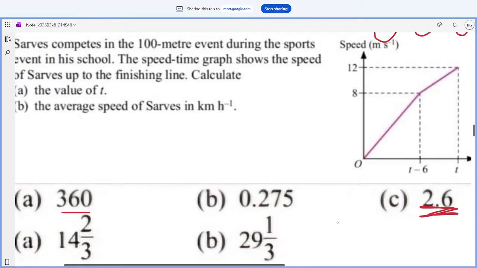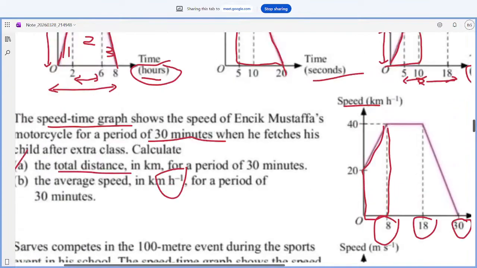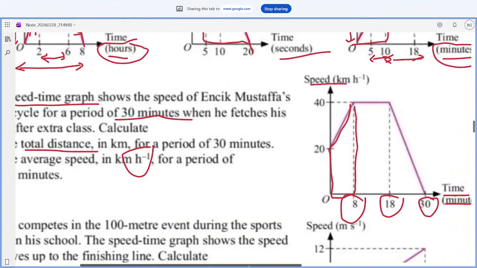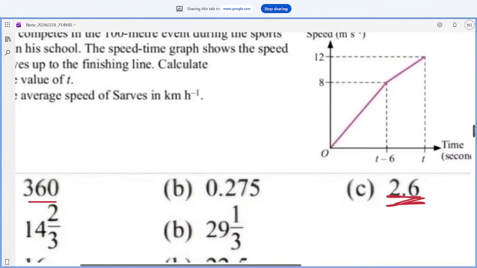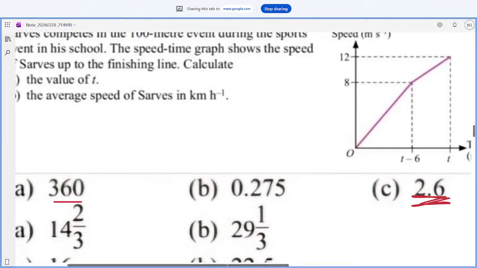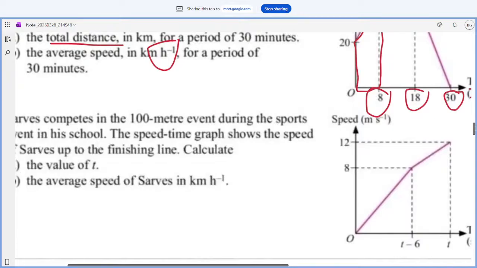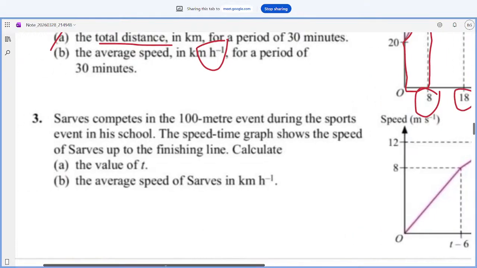You should get 29.1 over 3, your average speed. Okay, 30 divide by 60, and you take 14.2 over 3 and divide. Then you should get this average. Alright, so this is the answer for part B. Can, guys, so far? Boleh?